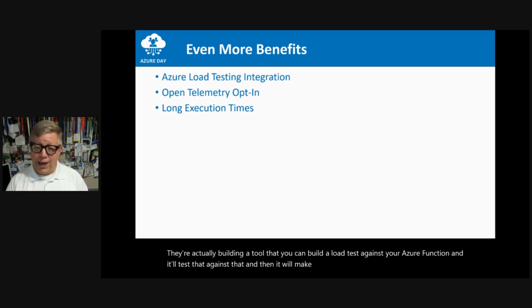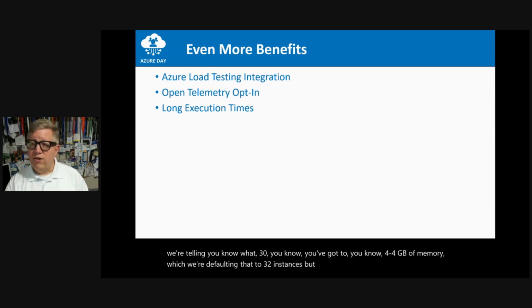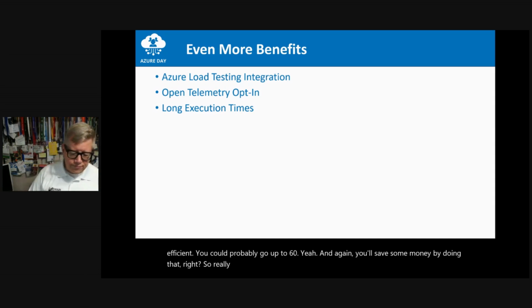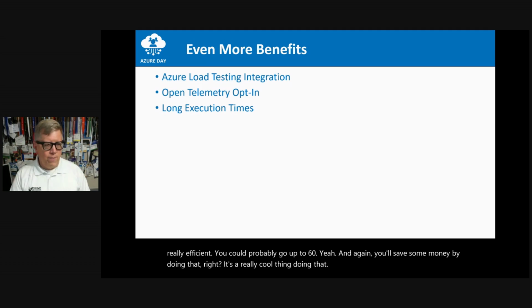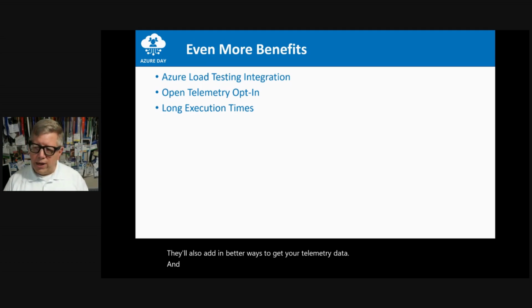It'll tell you, hey, by default we're giving you 4 gigabytes of memory, which we're defaulting to 32 instances. But we see you're really efficient. You could probably go up to 60. And again, you'll save some money by doing that, right? So really cool that they're doing that. But they also added better ways to get your telemetry data, and they can handle long execution times.